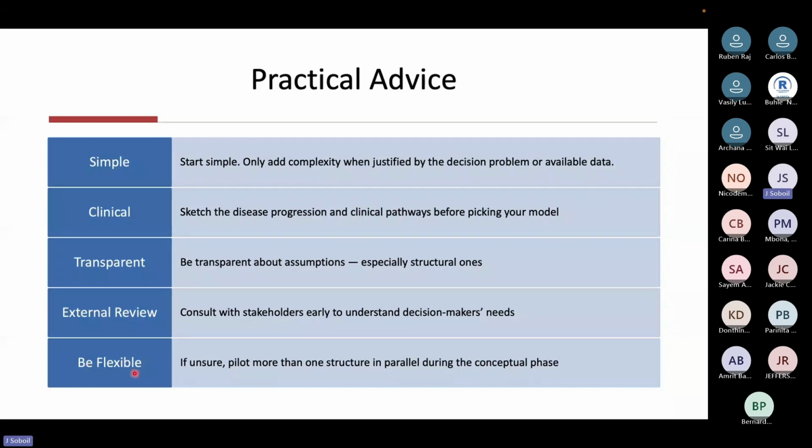So also be flexible. If you're really unsure about what's the best decision model to choose, it's also good practice to think about developing 2 different conceptual models. Even if it's, for example, 2 different Markov models, just with different structures, that's also a really good practice to present to clinicians once you're going through review.